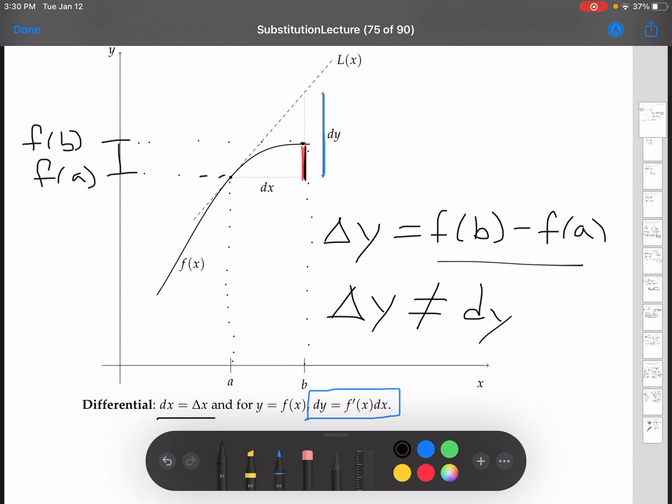But the issue here is that my change in x is huge. My change in x there is rather large. So now think about what happens. I'm going to draw in this green piece here. This is the error. This is how far off dy is from the change in y. Let me erase some of this extra noise here.